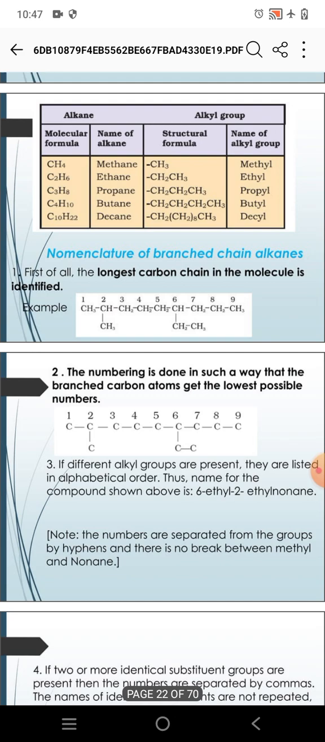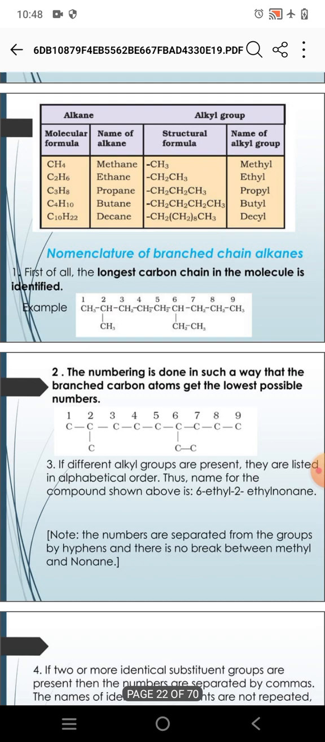Nomenclature of branched chain alkanes. First of all, the longest carbon chain in the molecule is identified. Example, there is CH3, CH, CH3. A methyl group is present at carbon 2 position. Then CH2, CH2, CH2 and CH3. There is an ethyl group present at carbon 6 position.